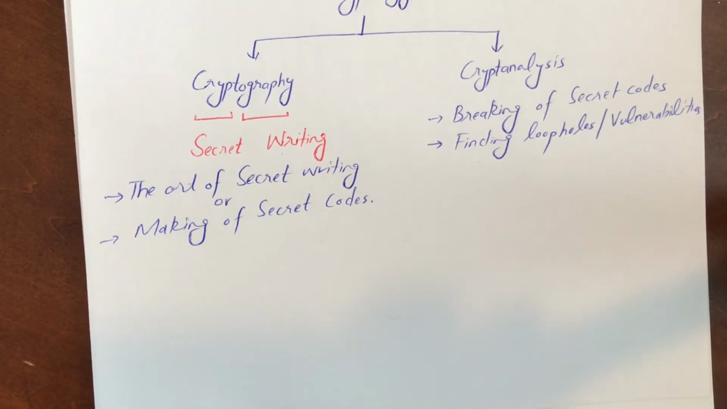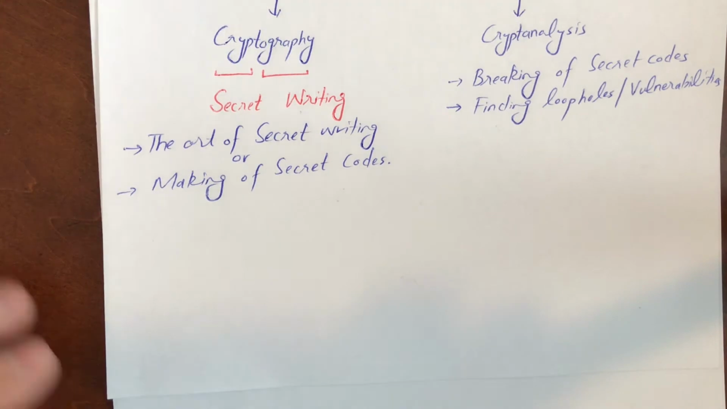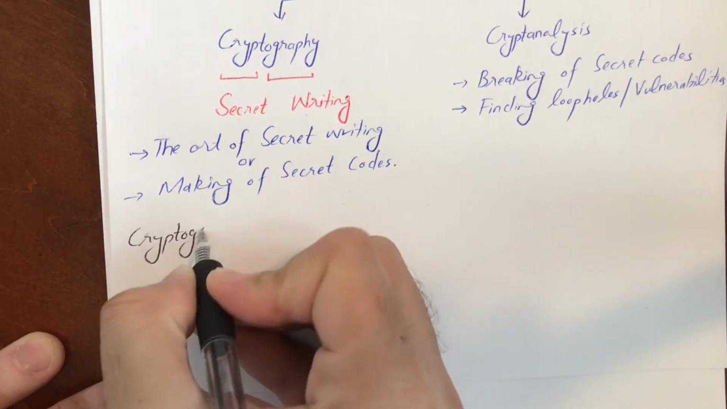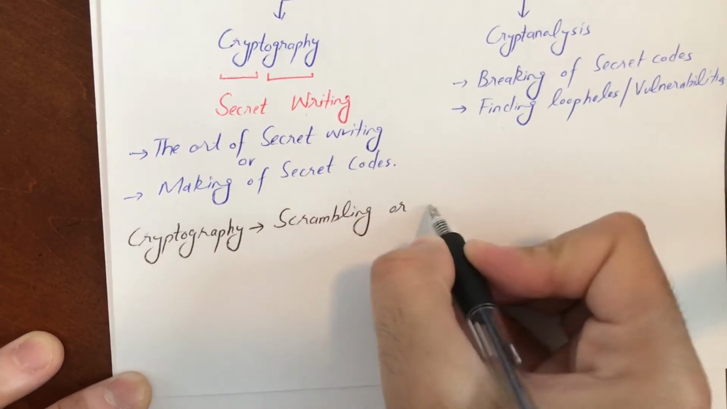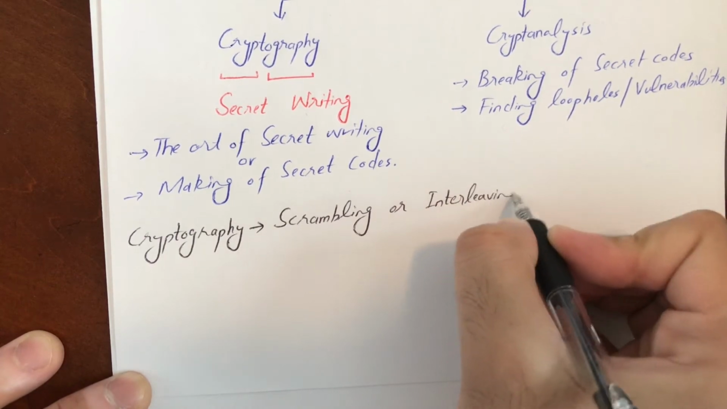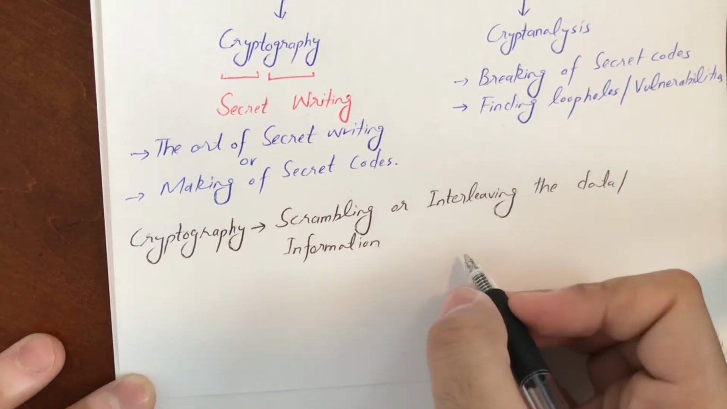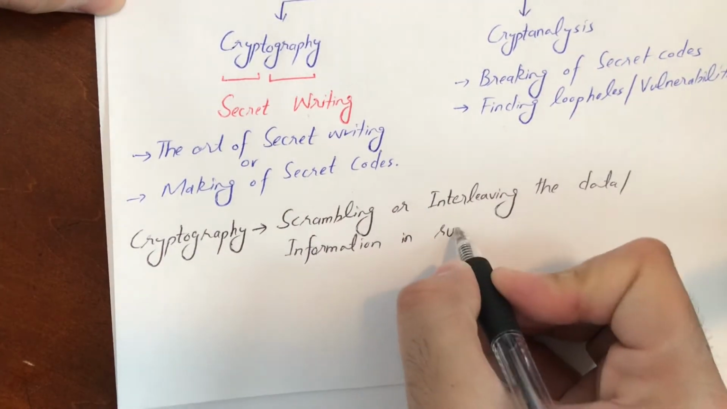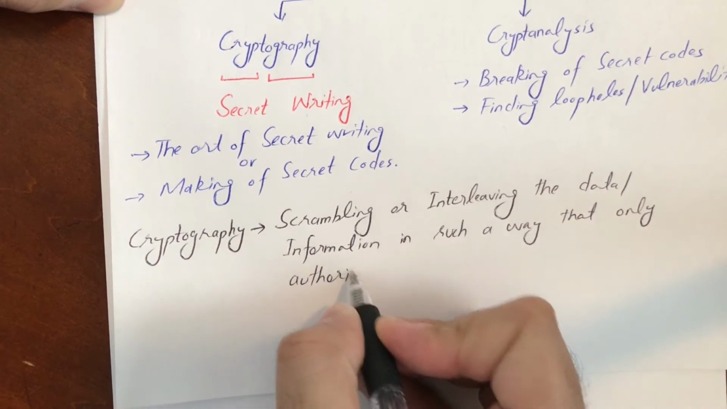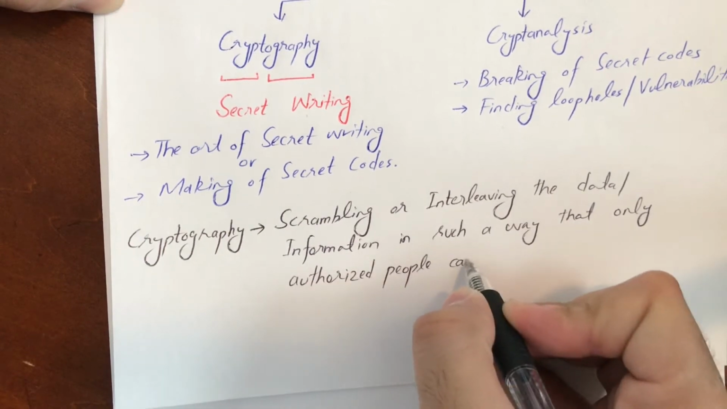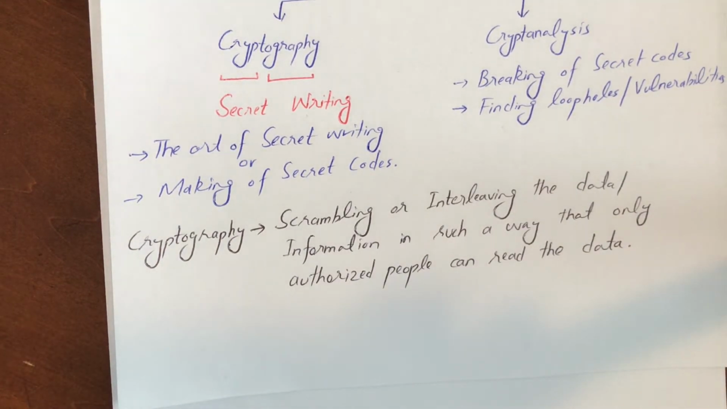Now, next is the difference between cryptography and steganography. Let me give you the technical definition of cryptography besides these word-based definitions. So cryptography can also be defined as scrambling or interleaving the data or information in such a way that only authorized people can read the data. We'll discuss that in detail, but that's basically how we can define cryptography.